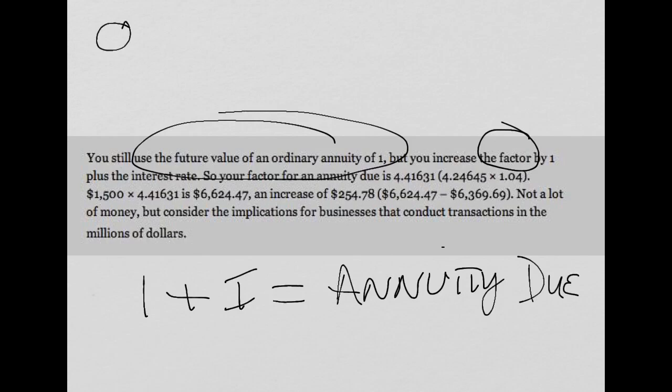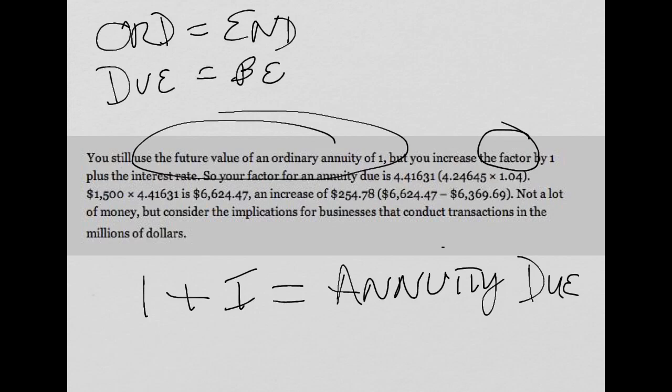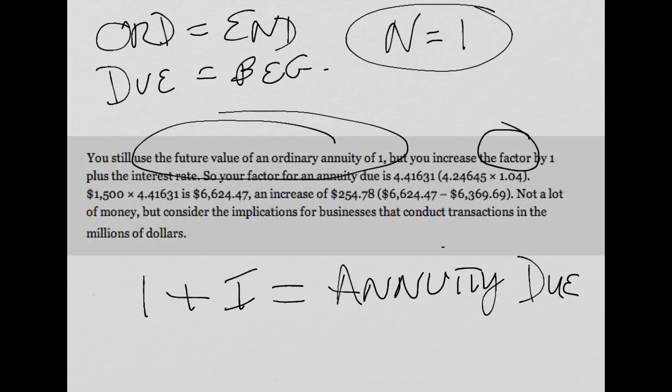If the ordinary is at the end of, let's say, a year, and the annuity due is at the beginning of the year, it means we have one whole period, one whole N, that's earning more interest or costing us more money because the payment's either at the beginning or the end. It's costing us a whole more period because the payment for an annuity due is at the beginning.